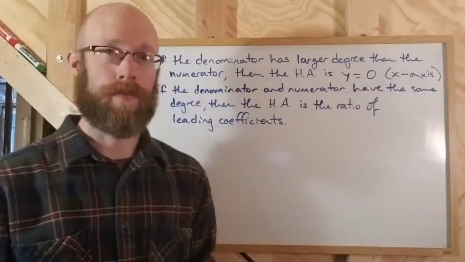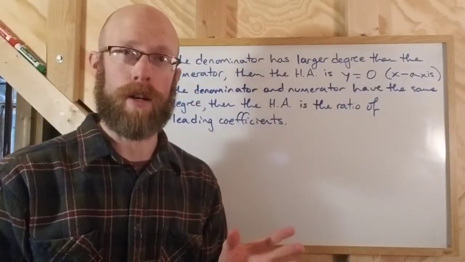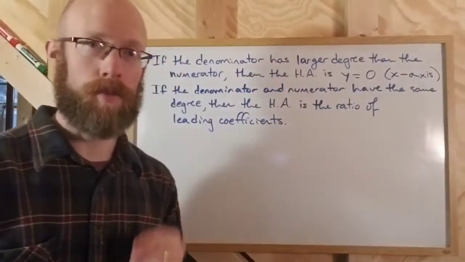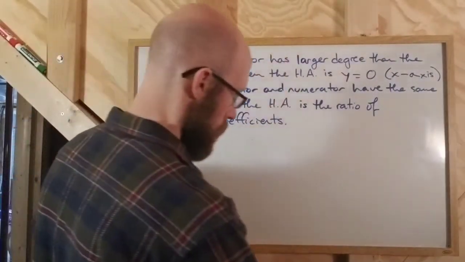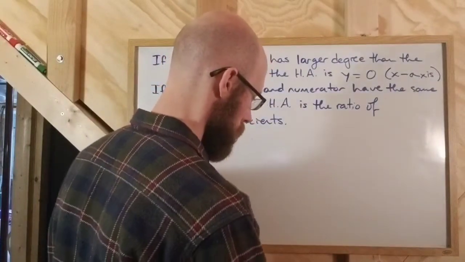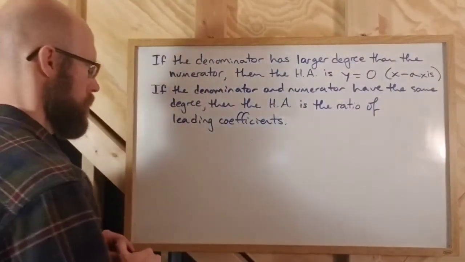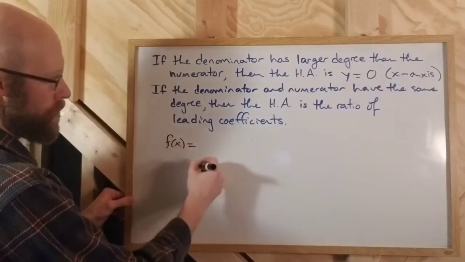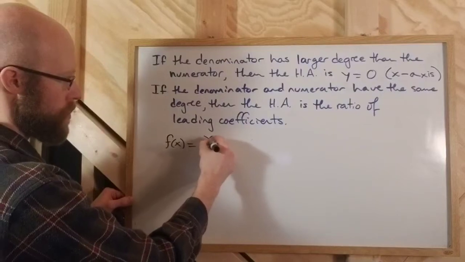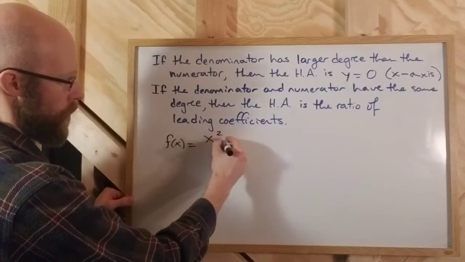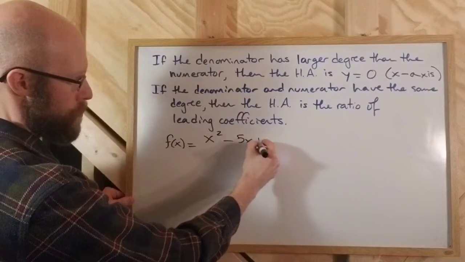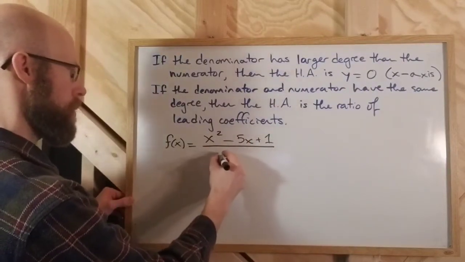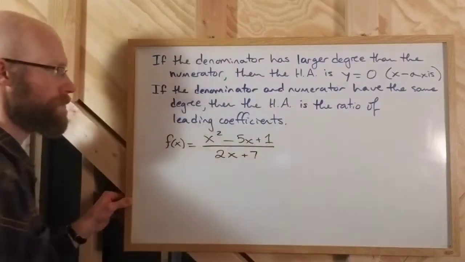Okay, now let's try it again. Repeat the process, but this time where the top has bigger degree than the bottom. This one's going to be a little bit interesting. All right, so let's take another function. Let's do something like f of x equals, now again, I need the top to be higher degree. So let's go x squared minus 5x plus 1 over maybe 2x plus 7.